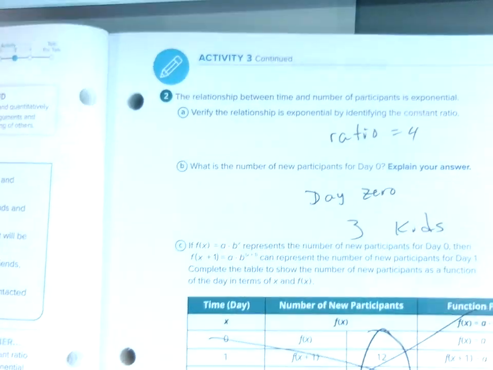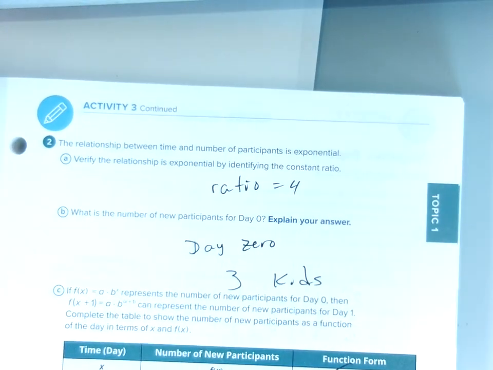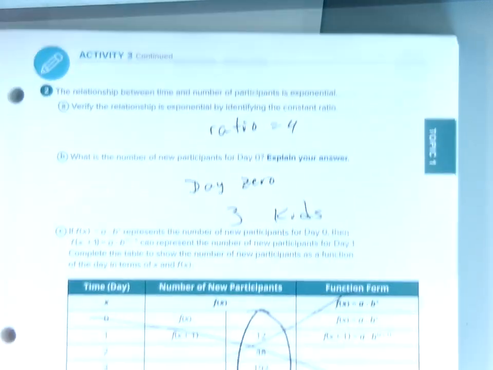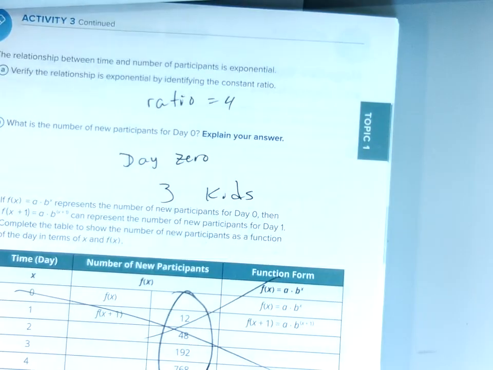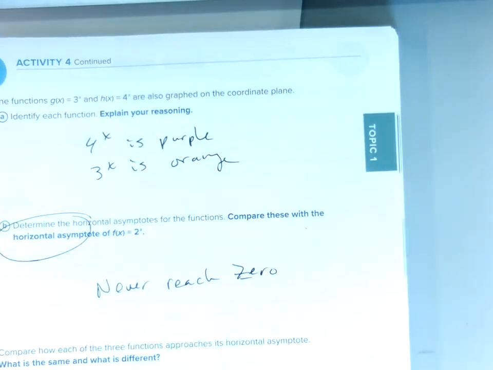All right? So the ratio was 4. Day 0 is 3 kids. Again, the way we find r is always the second term divided by the first term. Okay. And that's all I have.